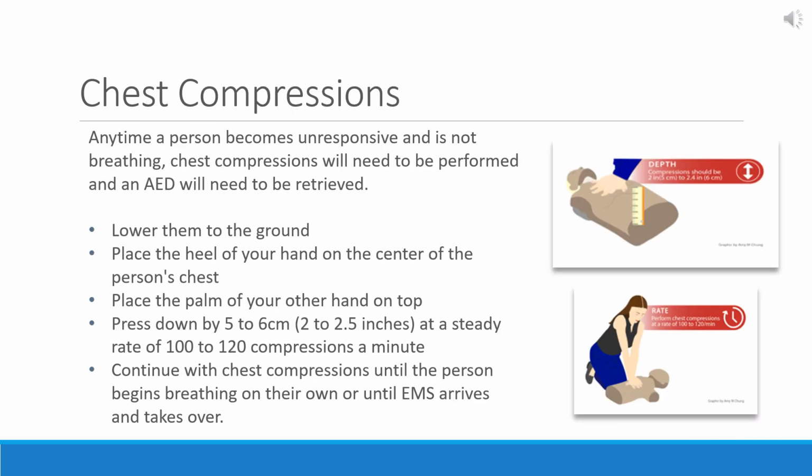Anytime a person becomes unresponsive and is not breathing, chest compressions will need to be performed and an AED will need to be retrieved. Direct someone to get the closest AED. Position yourself to the person's side near their chest. Place the heel of your hand on the center of the person's chest. Place the palm of your other hand on top. With your shoulders over your hands, press down hard, 5 to 6 centimeters or 2 to 2.5 inches at a steady rate of 100 to 120 compressions a minute. Continue with chest compressions until the person begins breathing on their own or until EMS arrives and takes over.